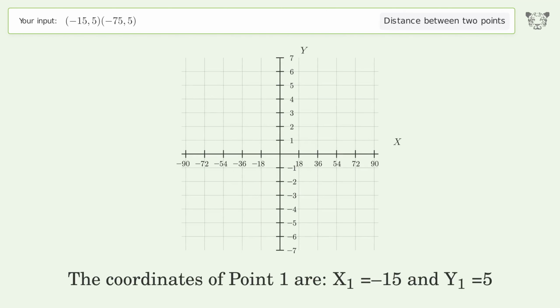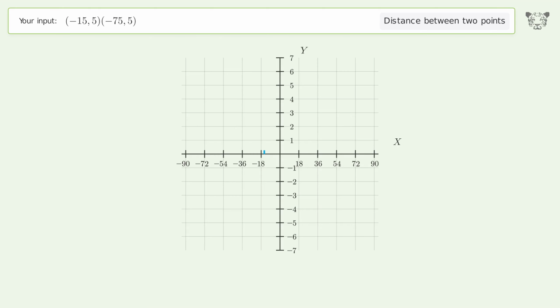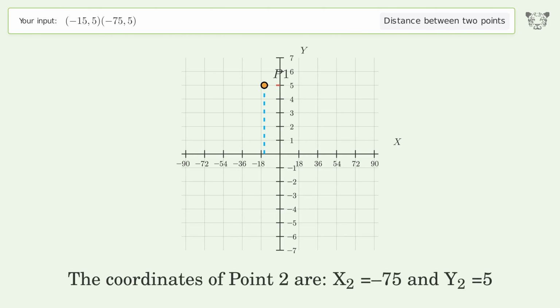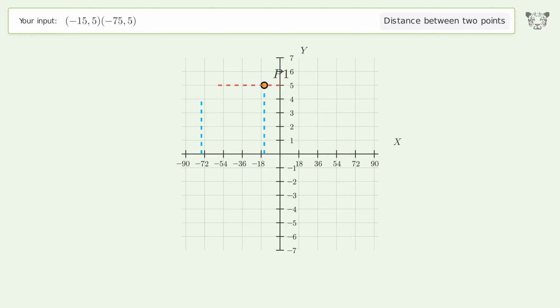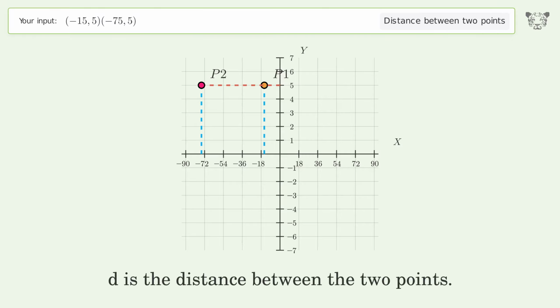The coordinates of point 1 are, x1 equals -15 and y1 equals 5. The coordinates of point 2 are, x2 equals -75 and y2 equals 5. D is the distance between the 2 points.